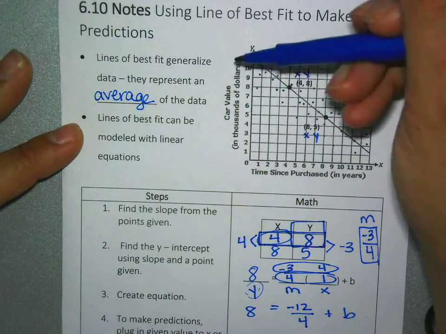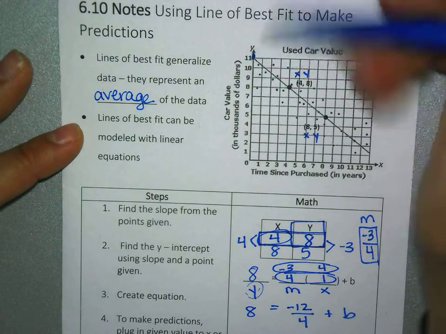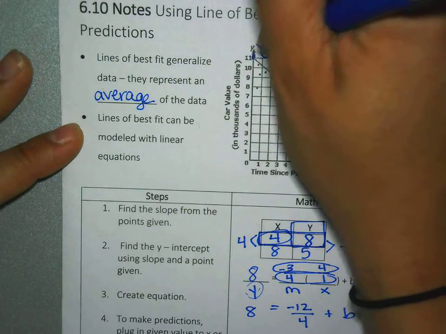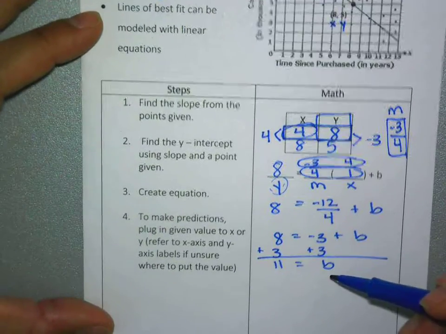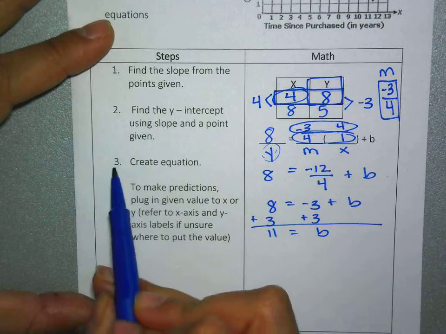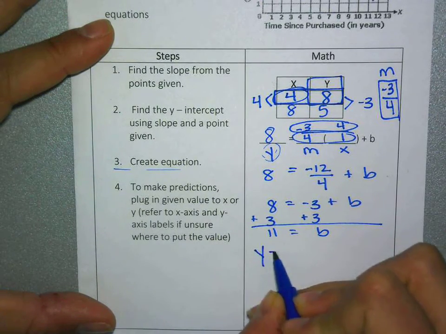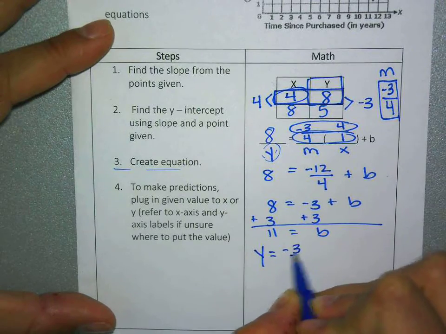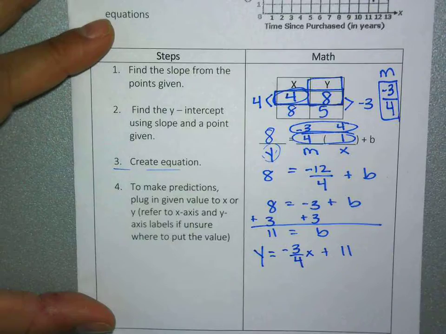And we could have even just pulled that information straight from the graph. So you'll see that they're matching, y-intercept and y-intercept. The third step is to create the equation. So I have y equals negative 3/4 for my slope, times x, plus 11.